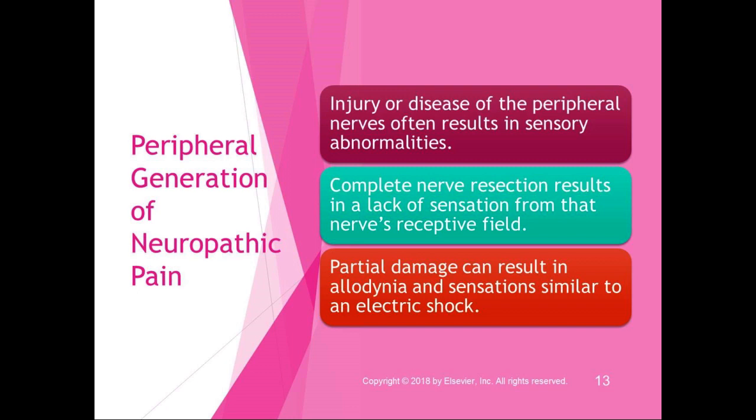It was cut, basically. It does come back at about 1 millimeter a day, and they will eventually regain sensation from that nerve's receptive field. But after surgery, you'll always hear people say, oh, I can't even feel the touch there. Partial damage can result in allodynia and sensation similar to electric shock. So it can be hypersensitive to stimulus that wasn't painful before, or dysesthesia, that electric shock zinging sort of pain.